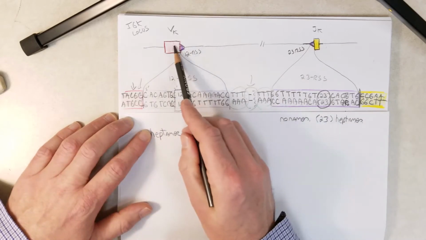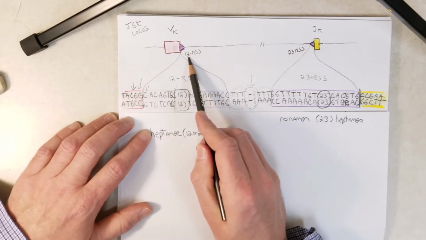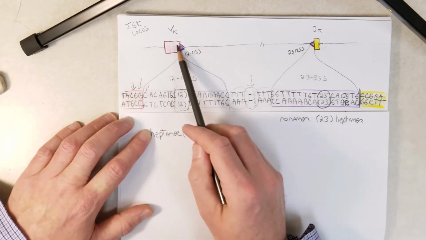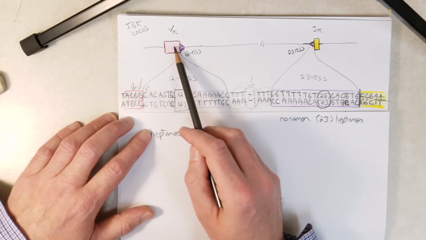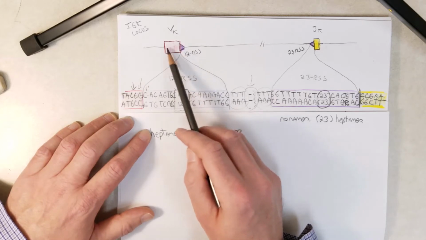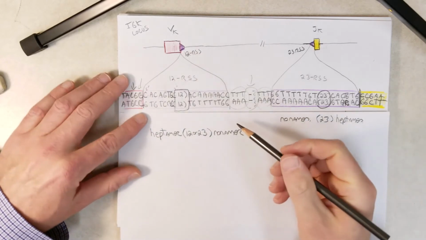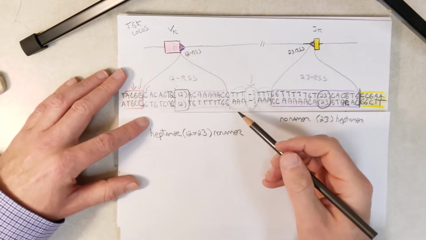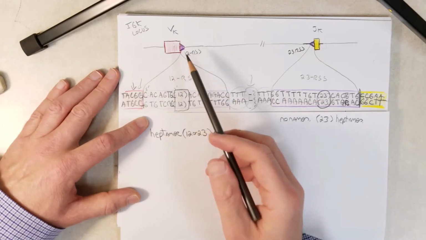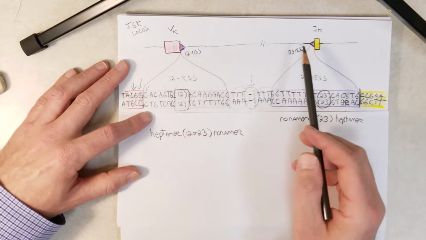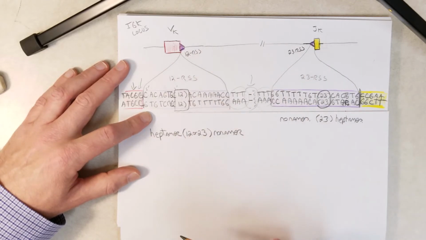And they're able to fuse this one to this one because this is a 12 RSS and this is a 23 RSS. And the process by which the RAG1 and RAG2 complex chooses segments should be random. And that allows for the diversity of light and heavy chain sequences, as this process is random. And we're going to see in a moment how this process leads to even more diversity than just joining random fragments together.